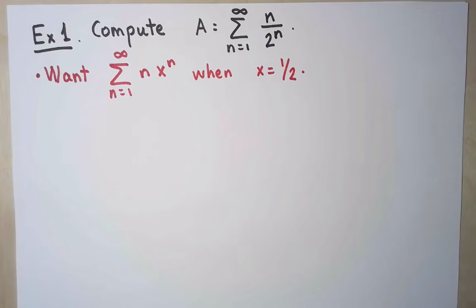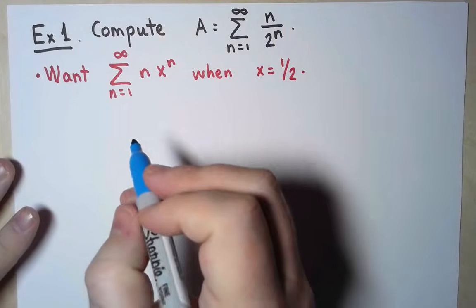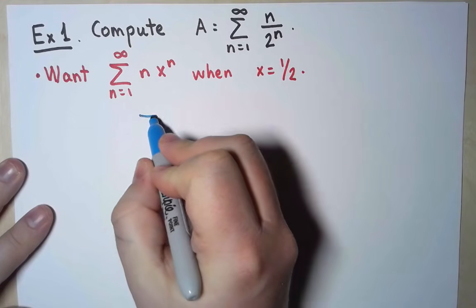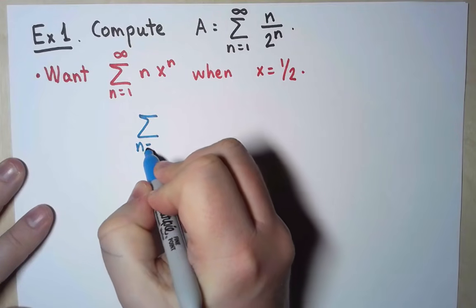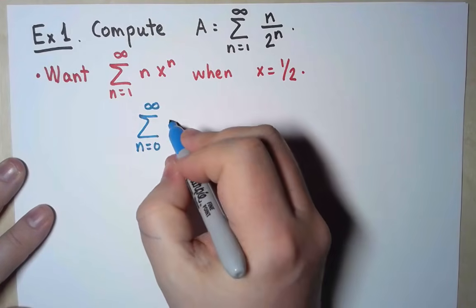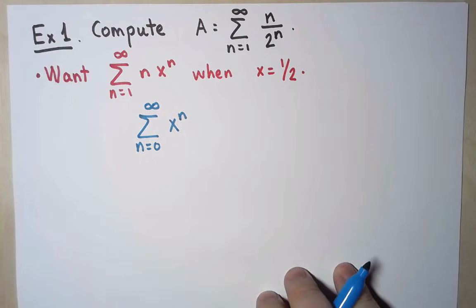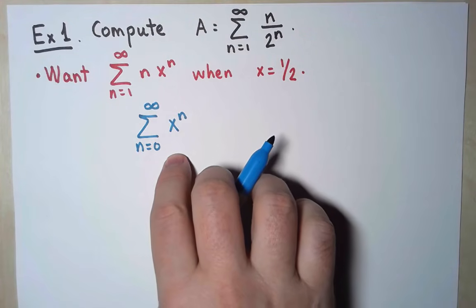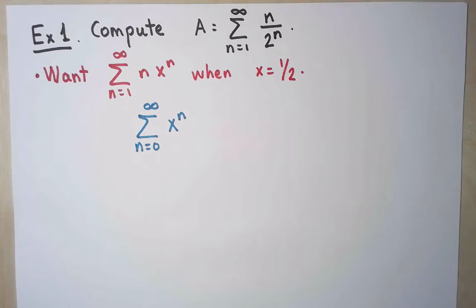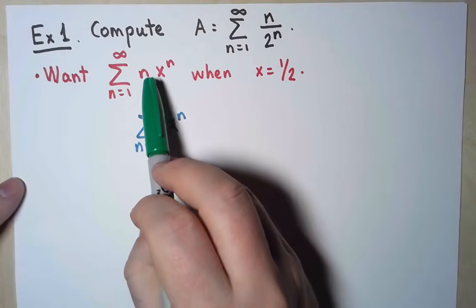And the first thing I notice is that this reminds me of another power series whose value I know. This is almost, not quite, but almost, the geometric sum. We know the value of the geometric series, except I have an additional n in there. I have this additional n.